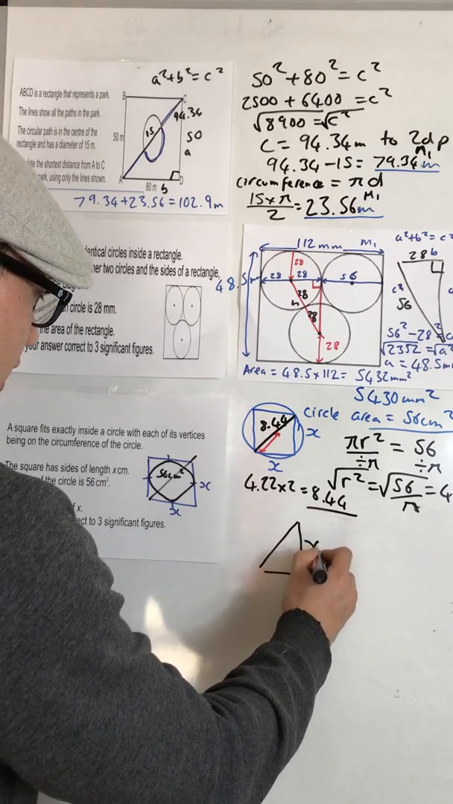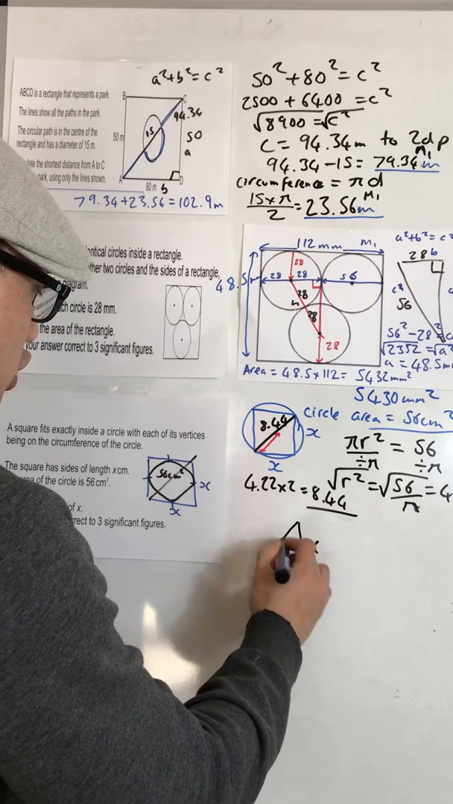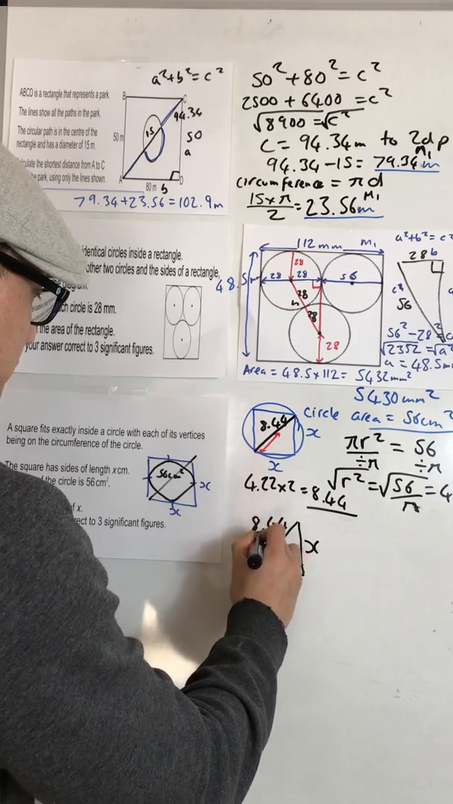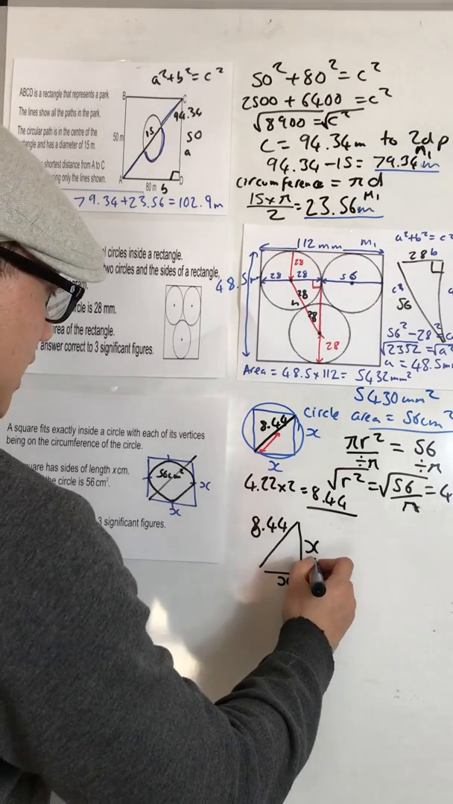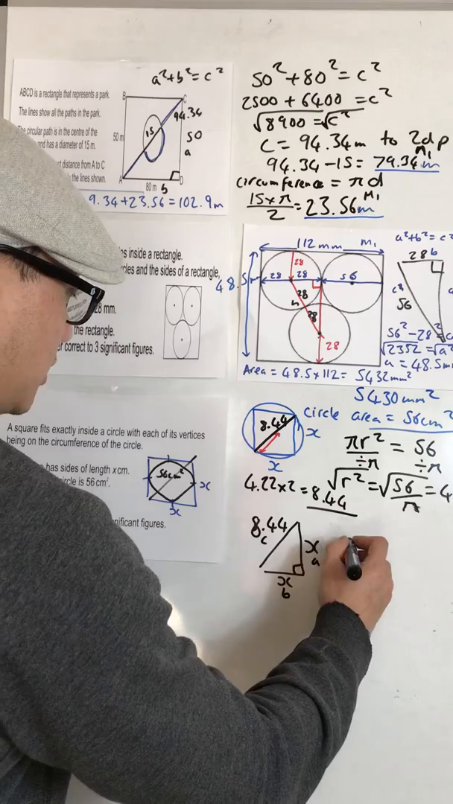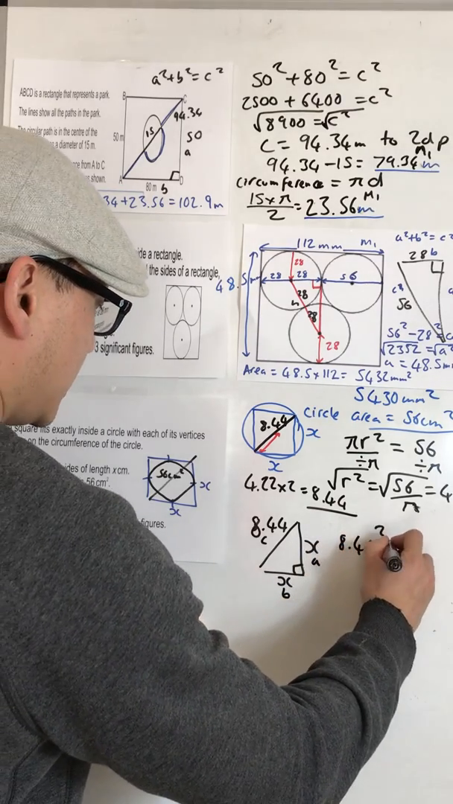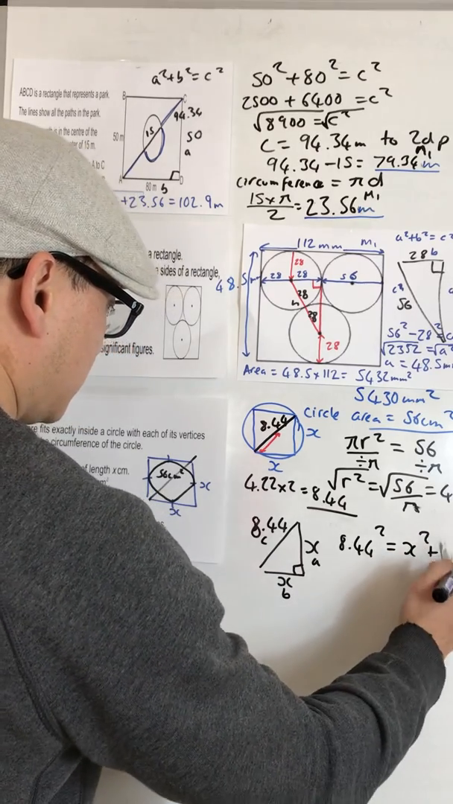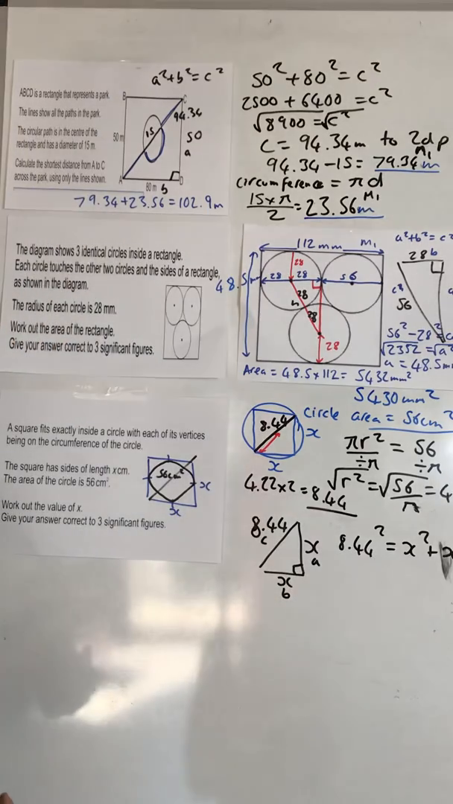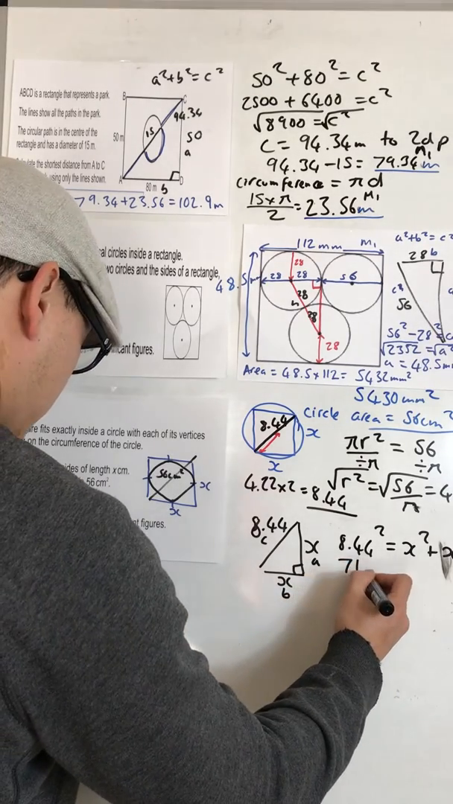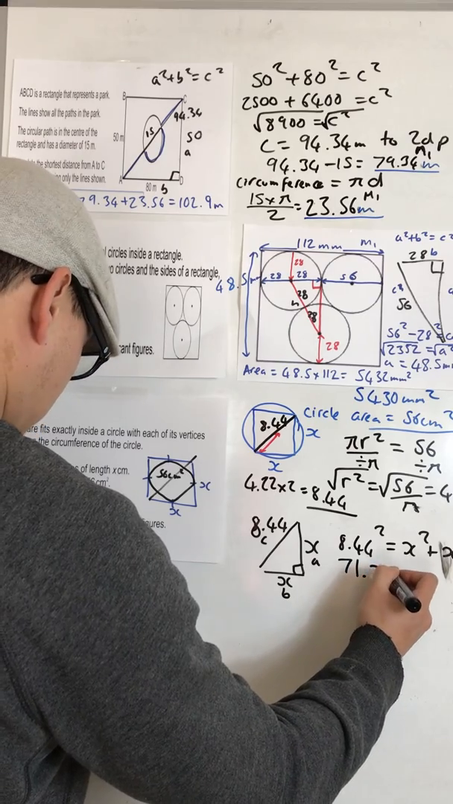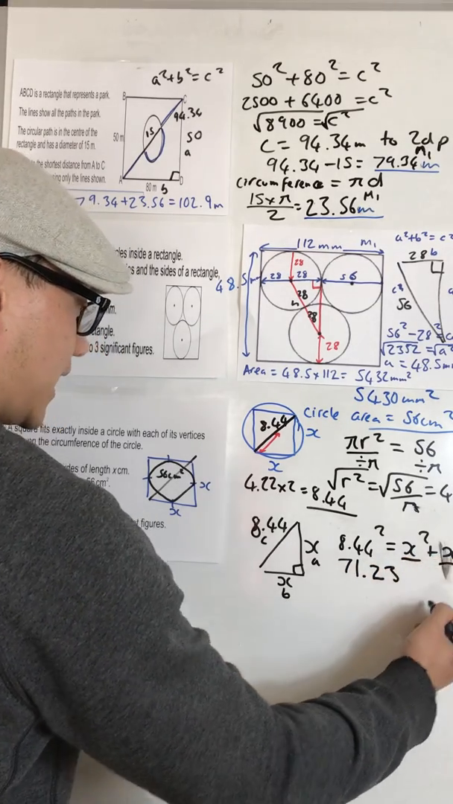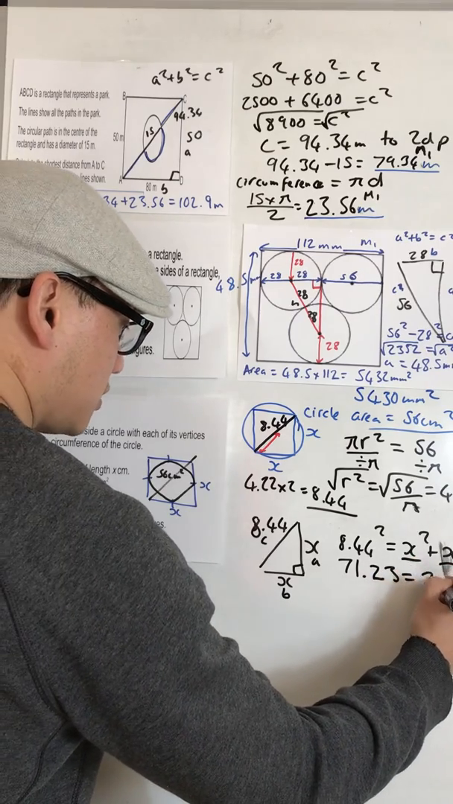Now let's split that square into a right angle triangle, 8.44. So this is a, this is b, that's c. So we know that 8.44 squared actually equals x squared plus b squared, which is an x in this case. 8.44 squared equals 71.23. Now x squared add x squared, they're like terms, so that equals 2x squared.